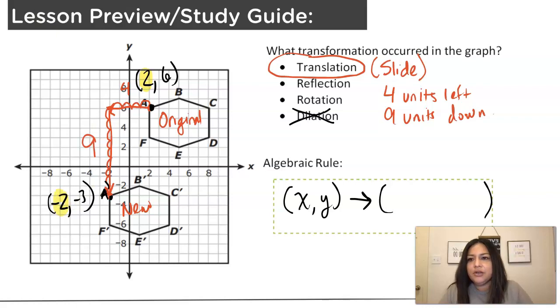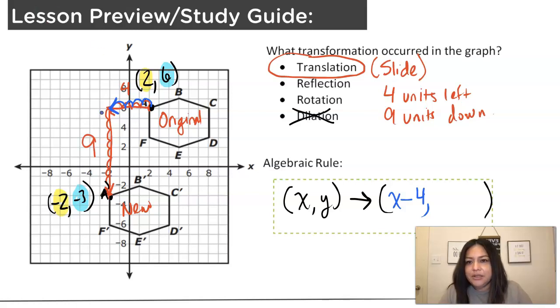And what happened here is that the x coordinate decreased by 4. 1, 2, 3, 4. Since we went to the left, left affects the x coordinate. So I know that the x decreased by 4. And then I'm going to pay attention to what happened to my y coordinates. So my y coordinate was a 6 and now it is a -3. It also decreased.